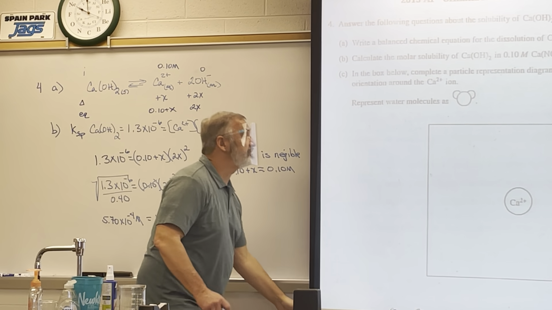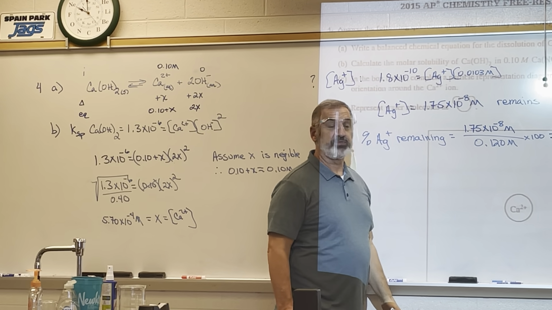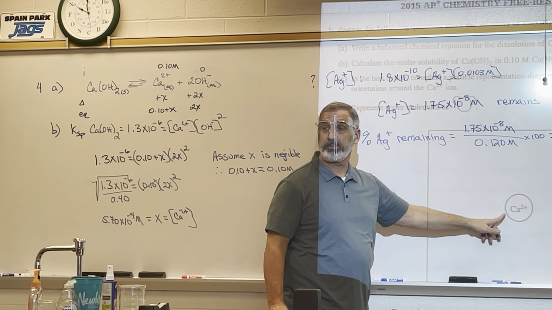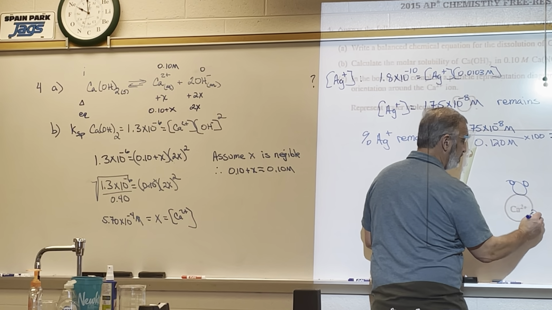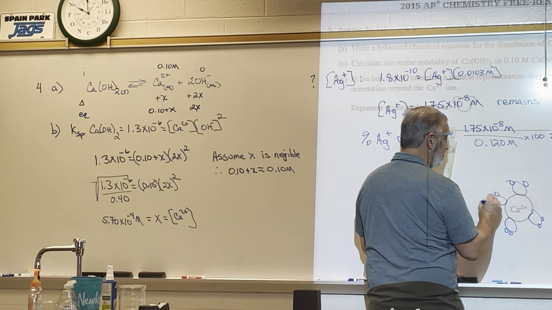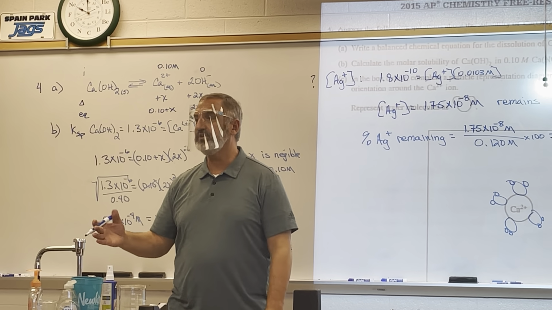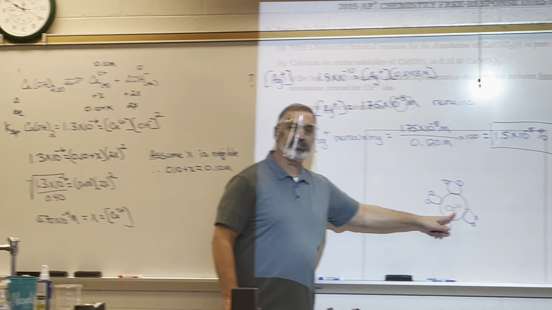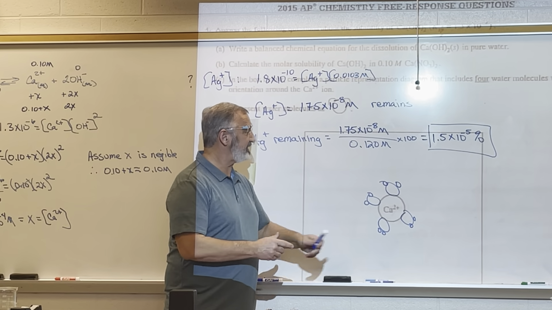Now, when I want to draw this, it says to put 4 waters. Which part of the water is going to attach to the calcium, the oxygen or the hydrogen? The oxygen. So all you do is Mickey Mouse ears. You put 4 of them, exactly 4. No more, no less. Do not label oxygen and hydrogen. Do not put charges onto the oxygen and the hydrogens. Simply put it in like this. They give you what it's supposed to look like. Just do it just like this.